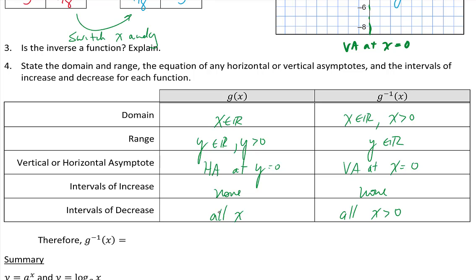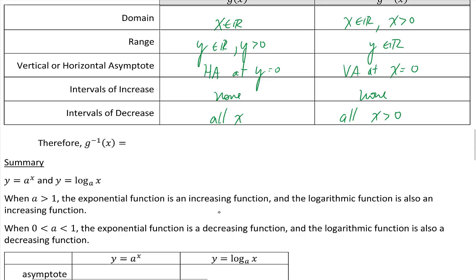So notice for this table, all the parameters are still the same, except for our intervals of increase and decrease. Since we had a value between 0 and 1 for our base, we end up with a function that decreases for all x in the domain.